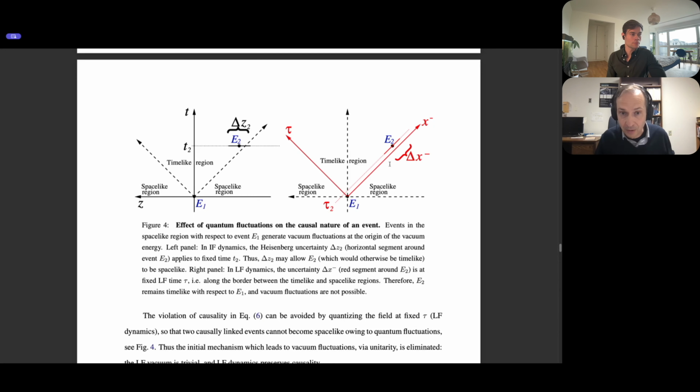So this illustrates why quantization at light-front time simplifies the description greatly, because we keep everything in the causal region.